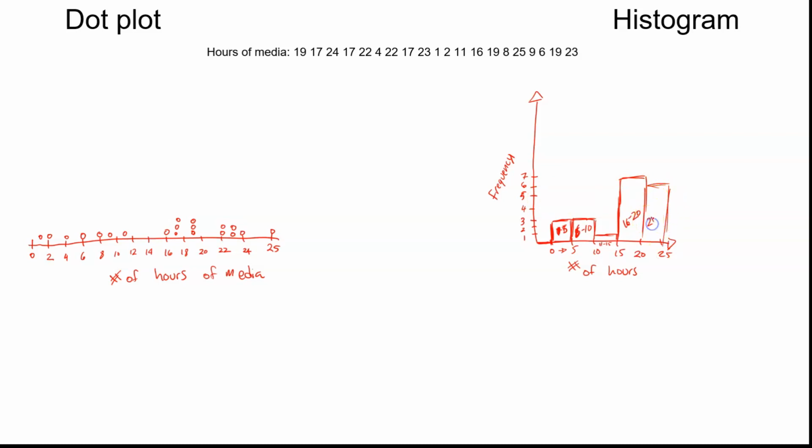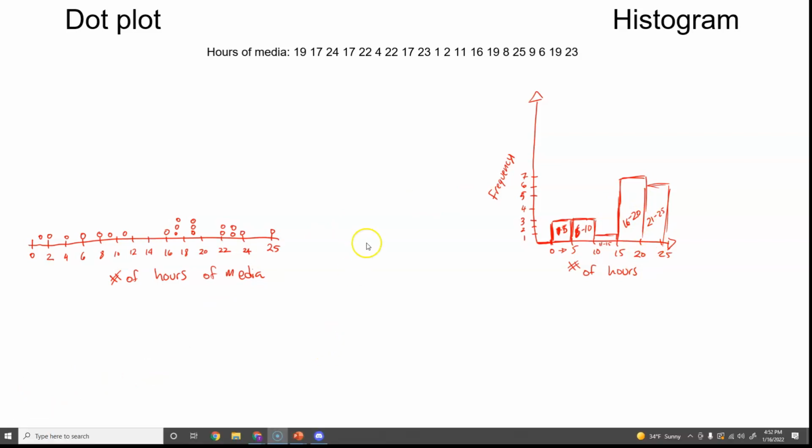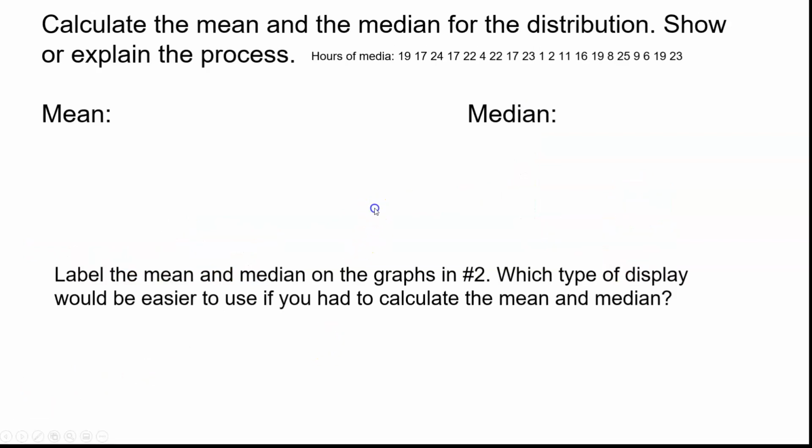So this is 21, 20. And that is how we would create our histogram. As you can see, they represent the same data, just in different ways. Next, we're going to take this data, and our notes are going to ask us to calculate the mean and the median for this distribution. And this distribution is all of the data that we have.